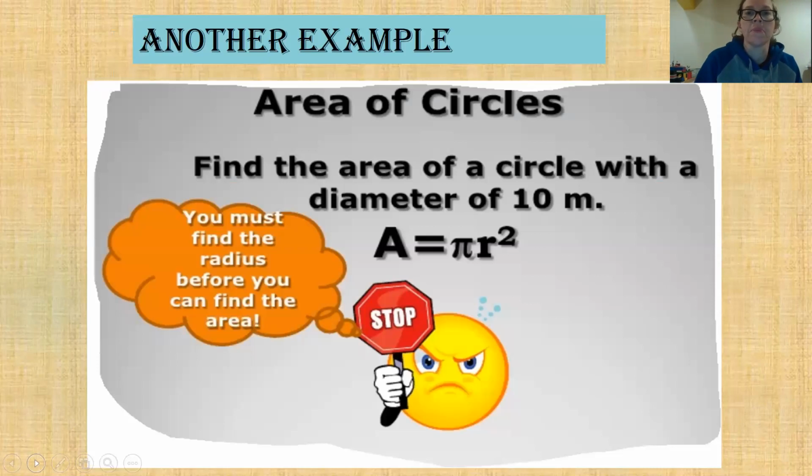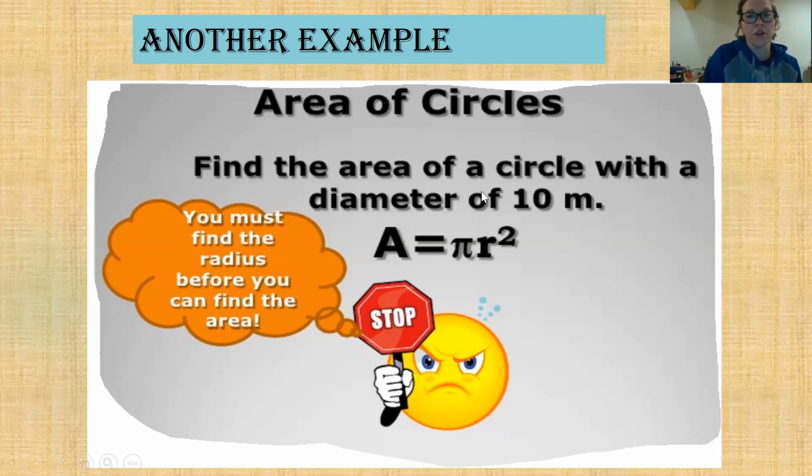All right, so here's another example. When you're finding the area of the circle, you may not know the radius and you may instead have the diameter of the circle. You can still figure out what the area is, because we know the area equals pi r squared. But we also know from previous lessons that you can find the diameter if you know the radius. So this is just a reminder: you must find the radius before you can find the area.